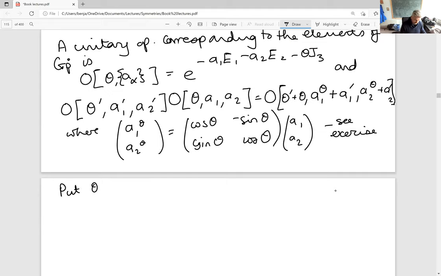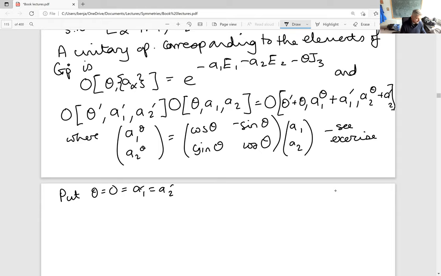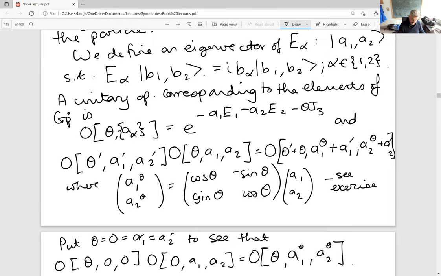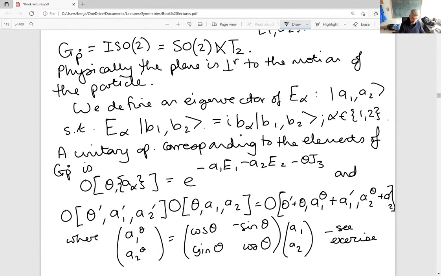So we put theta equal to zero and A1 prime and A2 prime to zero as well, and just use this result of the closure of the O's. And we get that O of theta, 0, 0 acting on O of 0, A1, A2 is O of theta, A1 theta, and A2 theta. Now, yes, that's good. So this actually, if you think about it, implies the semi-direct product group structure, the SO(2) semi-direct product with T2.